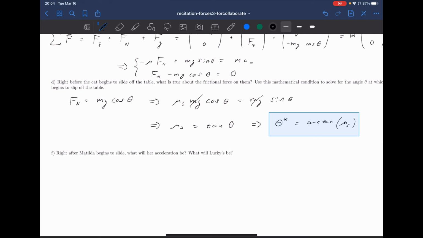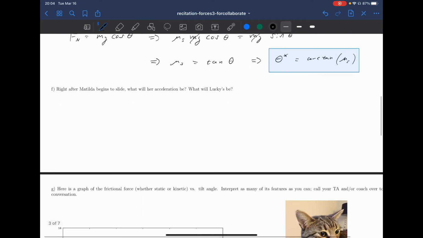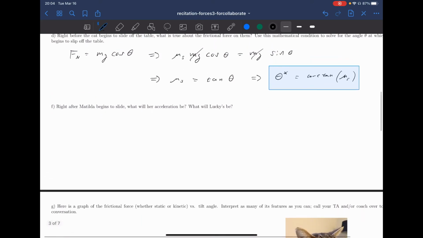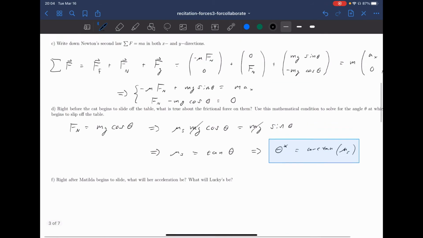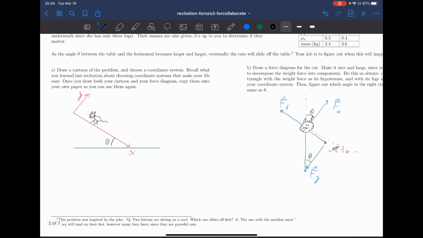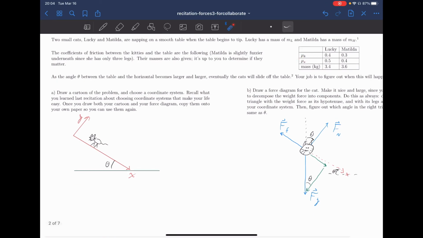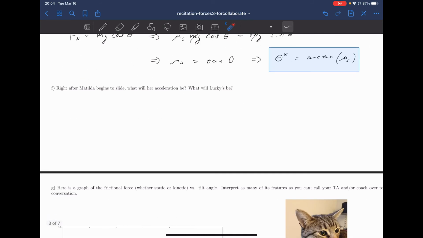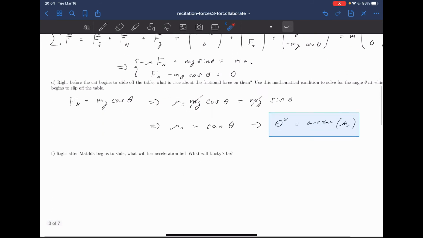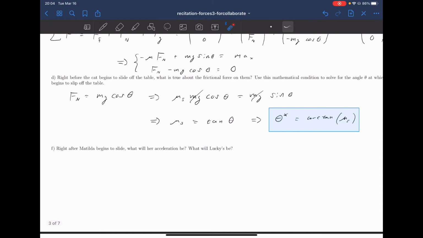Okay, so now we're worried about what happens right after Matilda begins to slide. And right afterwards, she's going to start to accelerate in the x direction. So she's going to start sliding down the ramp. And now since she's moving, we're going to be worried about the kinetic coefficient of friction. So let's write out our x equation now and plug in our mu k.